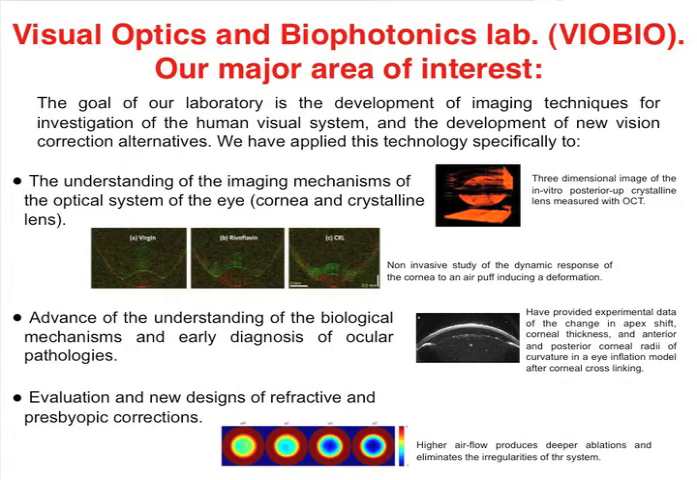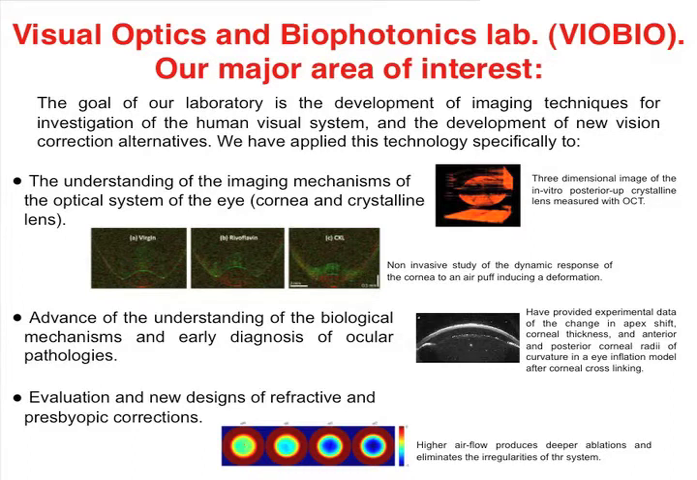Our major interest in the VOVO group is the development of imaging techniques for the investigation of the human visual system and the development of new vision correction alternatives. We have applied this technology specifically to the understanding of the imaging mechanisms of the optical system of the eye. Some of the main goals in this sense have been to obtain the three-dimensional variation of the refractive index of the eye lens, or the dynamic response of the cornea to nerve-inducing deformation, to advance the understanding of the biological mechanisms and early diagnosis of ocular pathologies.